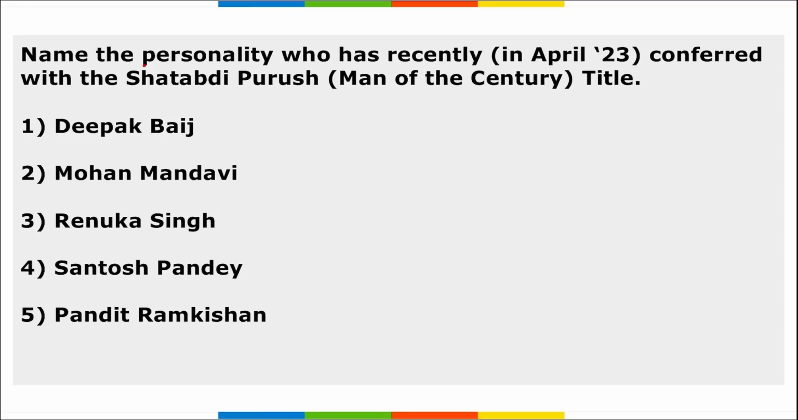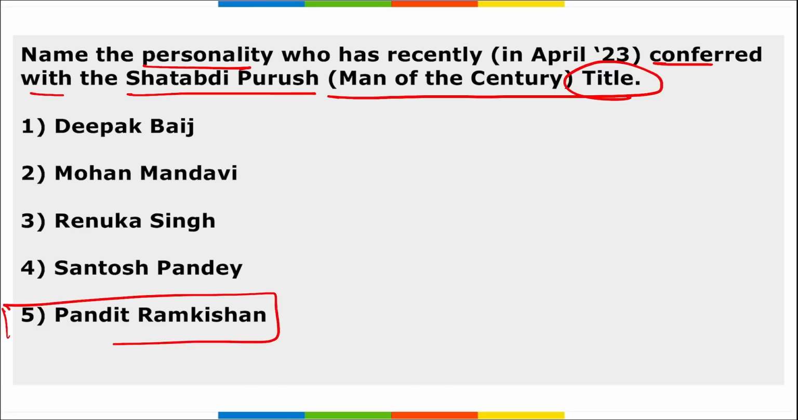Next, name the personality who recently was conferred the Shatabdi Purush title, that is the Man of the Century title. So he will be Pandit Ram Kishan. Ram Kishan has been honored with the Shatabdi Purush title, that is Man of the Century, right? And this was to recognize his efforts as a social leader during an event that was organized in New Delhi. Correct? So he's a socialist and he was honored with the title of Man of the Century or Shatabdi Purush.